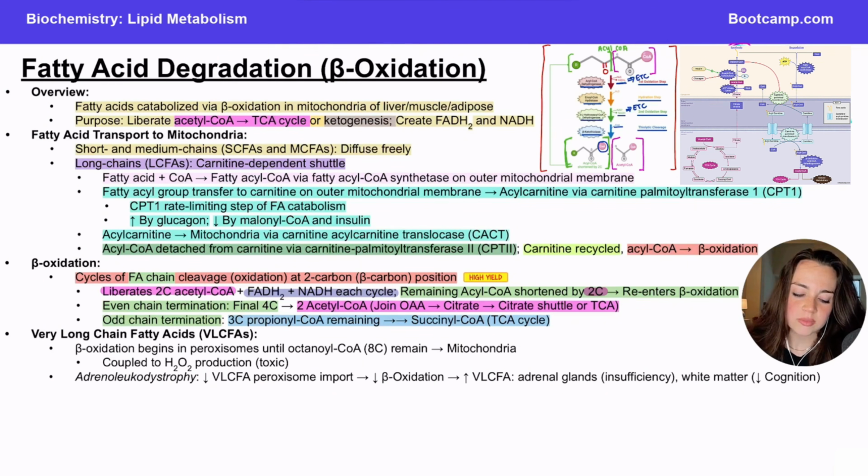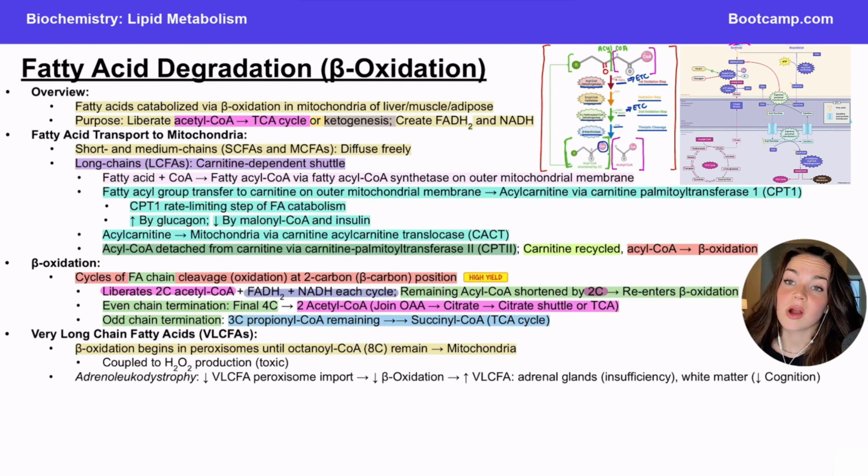However, you'll notice we talked about short chain fatty acids, medium chain fatty acids, and long chain fatty acids going to the mitochondria. We didn't talk about what happens with very long chain fatty acids. And way back in chapter 1 on cell biology, we did a video on the peroxisome, and we said that beta oxidation for very long chain fatty acids begins in the peroxisomes, and those very long chain fatty acids will go through cycles and cycles of beta oxidation until they are short enough that they are only 8 carbons long. They form an octanyl CoA. Once they're 8 carbons long, they can go into the mitochondria and finish beta oxidation there.